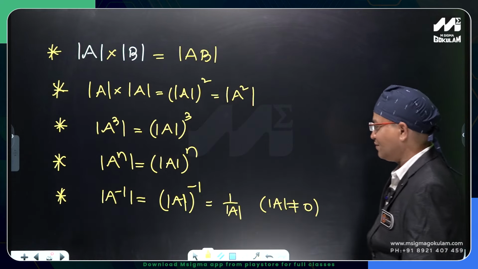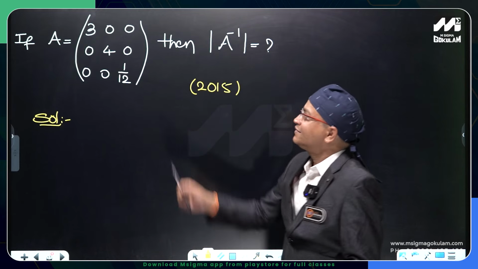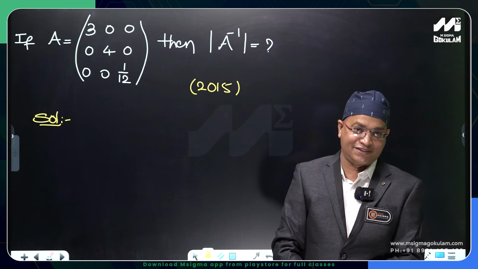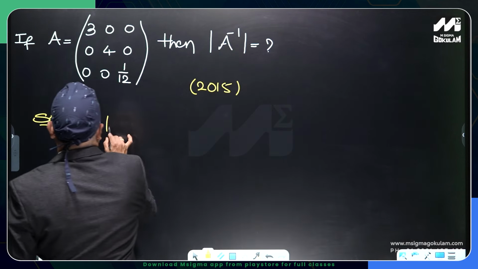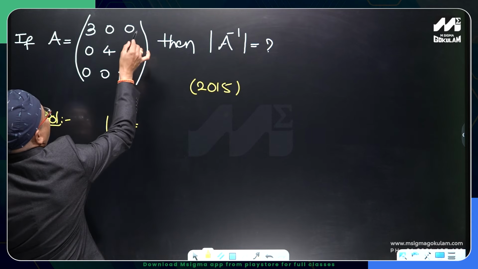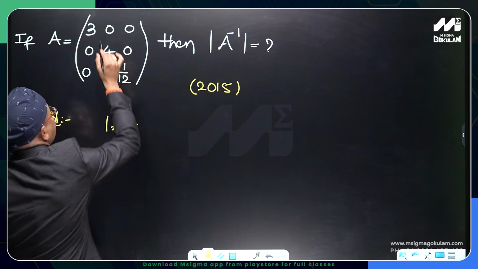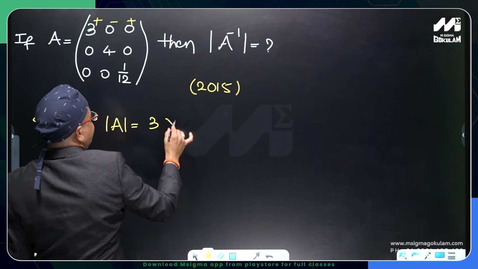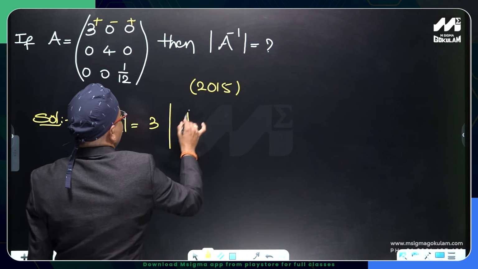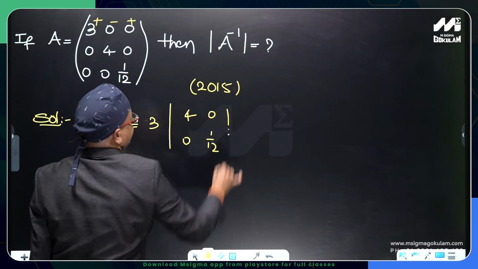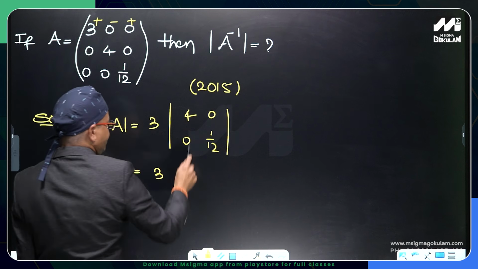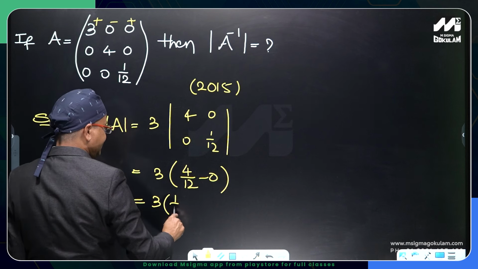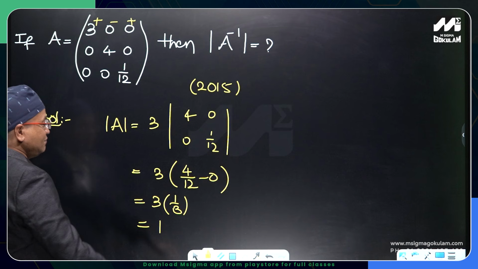Enough. So, in that problem, you observe the matrix 3, 4, 3, 0, 0, 0, 4, 0, 0, 0, 1 by 12. Then what is the determinant of A inverse? Clear? Now what is det A here? Again, two zeros are available in every row and every column, so utilize that. Then 3 into this determinant, 4, 0, 0, 1 by 12. That means 3 into 4 by 12 minus 0. That means 3 into 1 by 3, that means 1. You observe how it is coming.